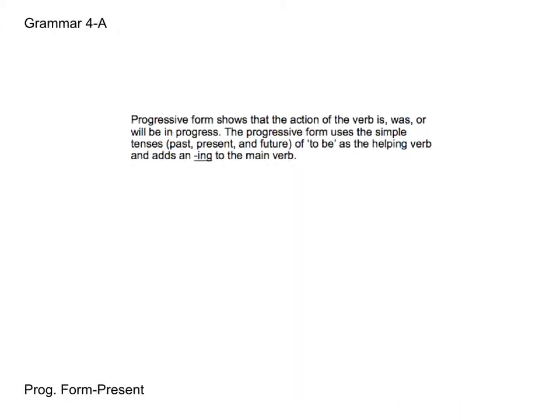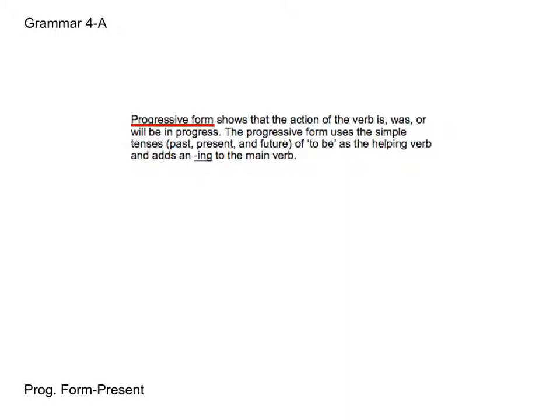It's pretty straightforward, but let's read through the beginning explanation together. We have progressive form shows that the action of the verb is, was, or will be in progress. The progressive form uses the simple tenses, past, present, and future of to be as the helping verb and adds an ing to the main verb. So now let's break this down a little bit. So we have the progressive form.